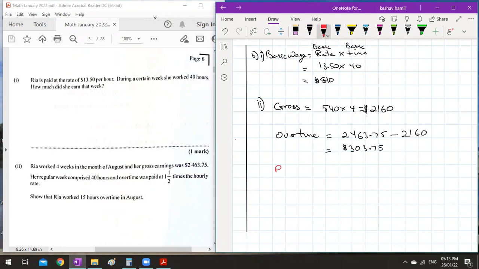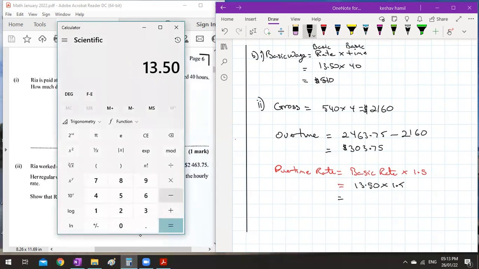Now the overtime rate is the basic rate multiplied by 1.5. This was 13.50 multiplied by 1.5. 13.50 by 1.5 is $20.25, and this will be per hour.